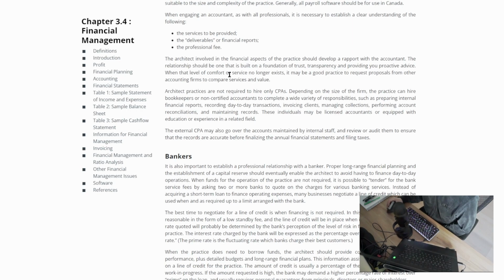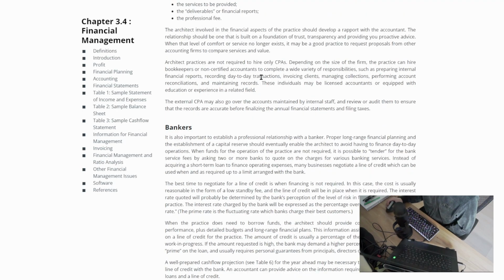When that level of comfort or service no longer exists, it may be a good practice to request proposals from other accounting firms to compare services and value.